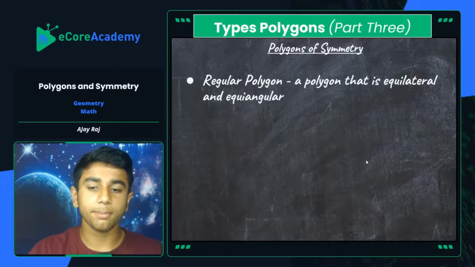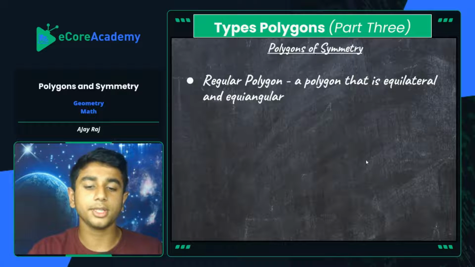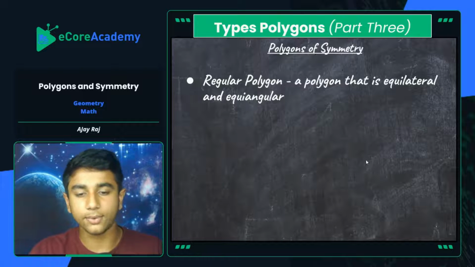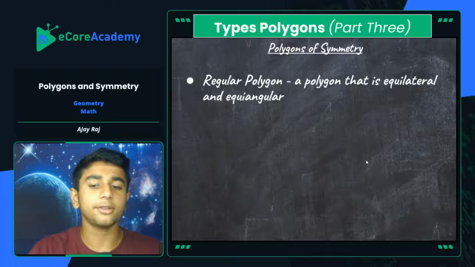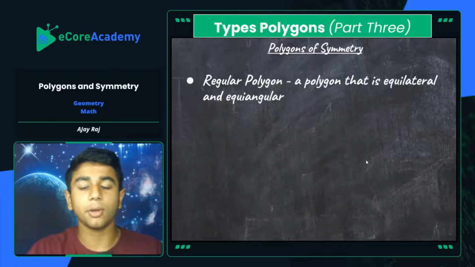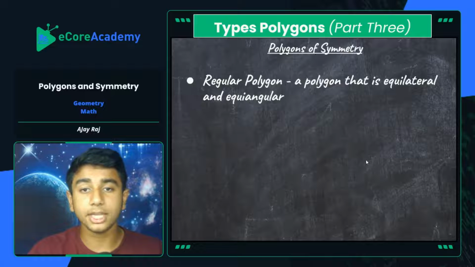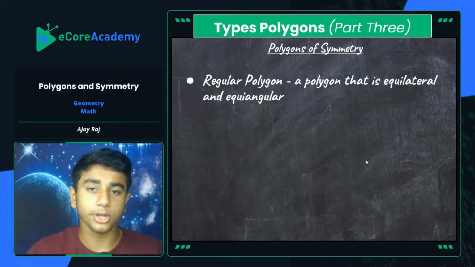And finally, let's look at polygons of symmetry, our last type of polygons. The polygon of symmetry that we're going to look at here is a regular polygon. A regular polygon is a polygon that is equilateral and equiangular. The reason that I subtitled this slide as polygons of symmetry is because regular polygons are the only types of polygons that actually have symmetric properties.